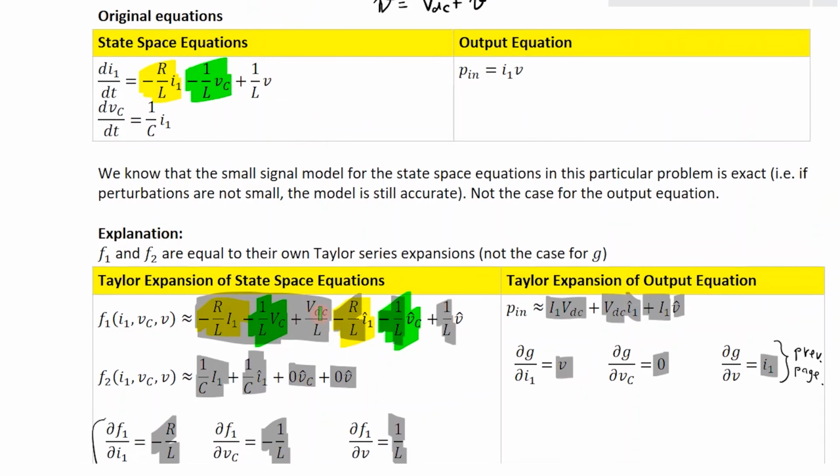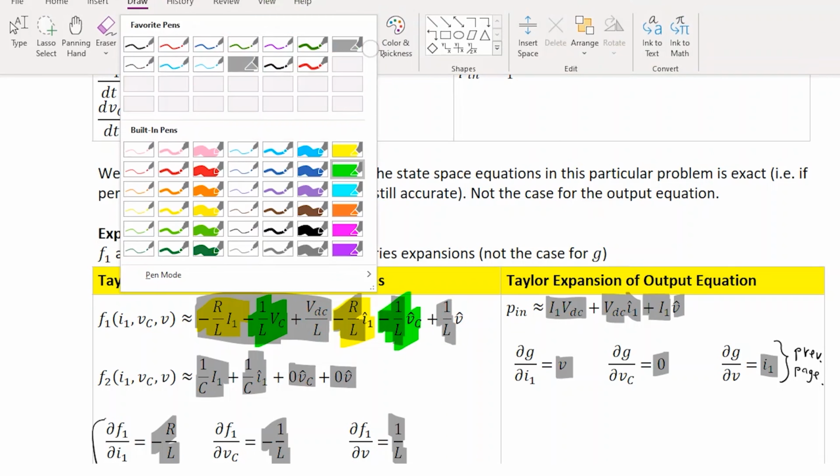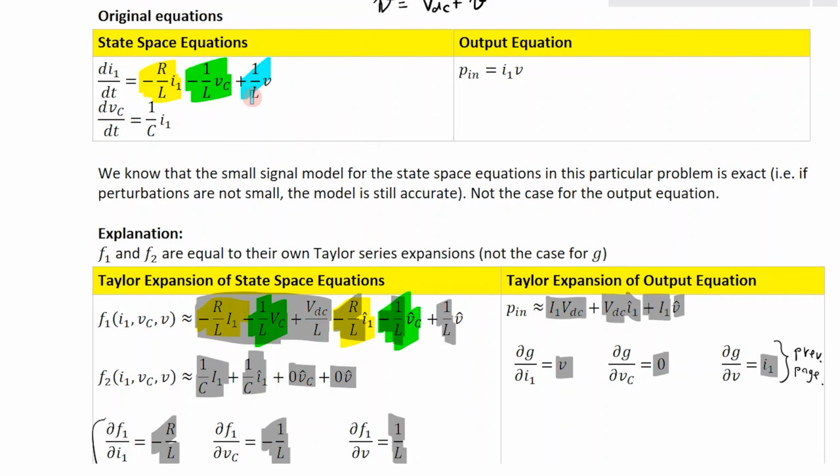And then this part, the remaining part, is VDC plus V hat over L. Well, let me choose a different highlighter. So this is the same as this. For this guy, same idea. We have 1 over C I1, and here we have 1 over C times I1 hat and I1 capital. Everything else is 0.